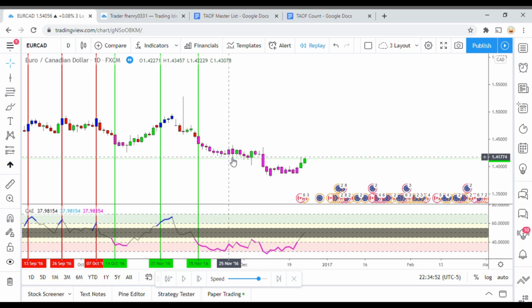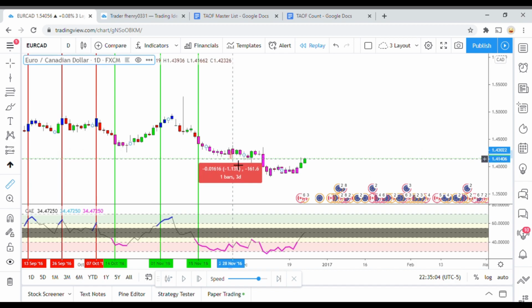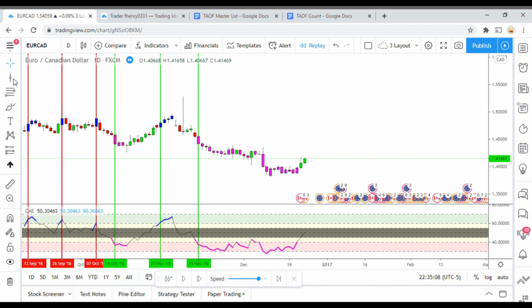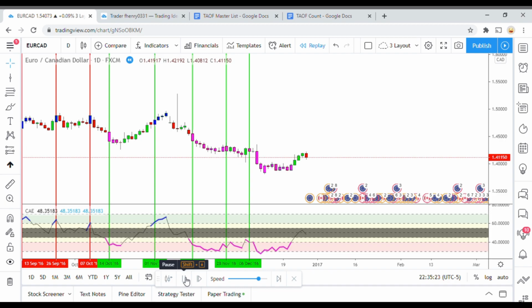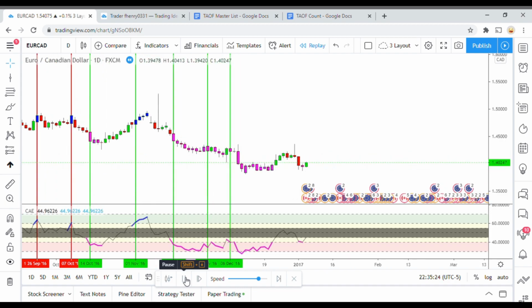So we got short on that one, and we would have taken profit down here. We then pick up a short here on this one. And we would have gotten to take profit pretty quick here. Then we get another short right here. That also got us to take profit. Alright, let's go ahead and play it out here.